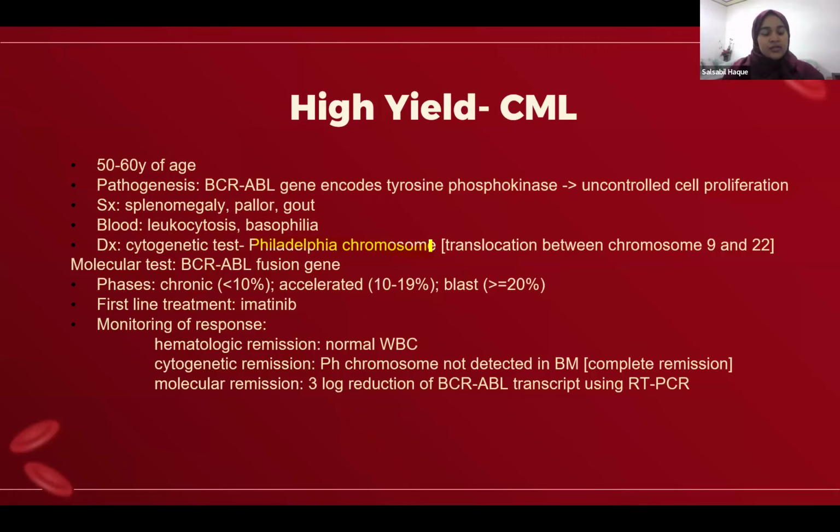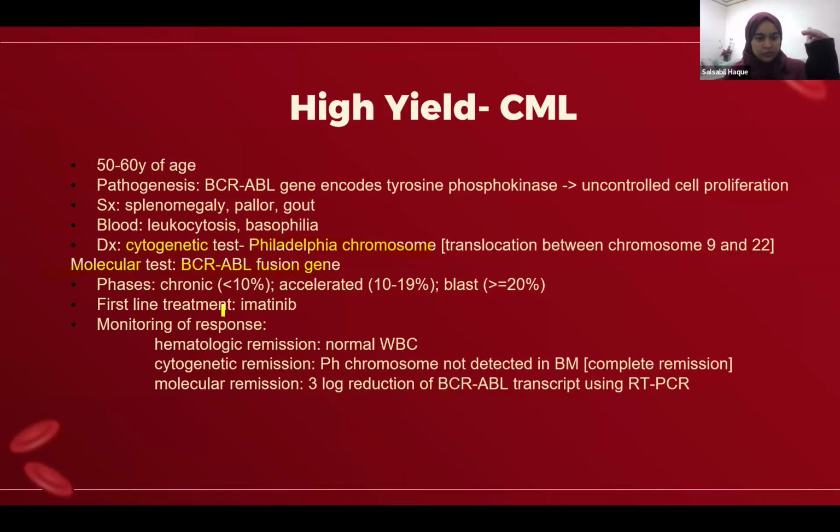The molecular diagnosis can be by cytogenetic testing or molecular testing. In cytogenetic testing you'll see the Philadelphia chromosome, and in molecular testing, you will see the BCR-ABL fusion gene. So please make sure you know the difference. Cytogenetic is Philadelphia chromosome, molecular is BCR-ABL fusion gene, okay? Then the phases, as we mentioned, are chronic, accelerated, and blast. First-line treatment is imatinib, with monitoring of response.